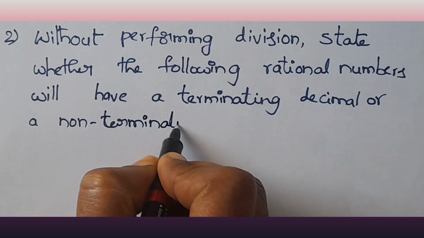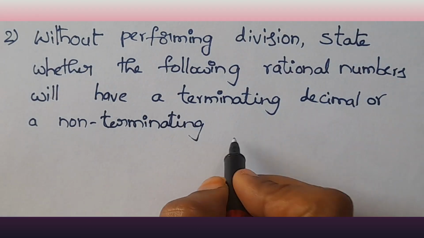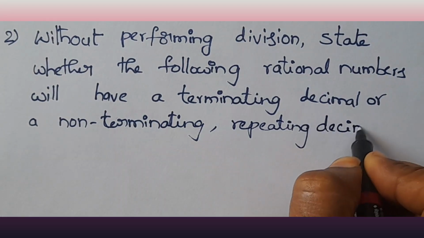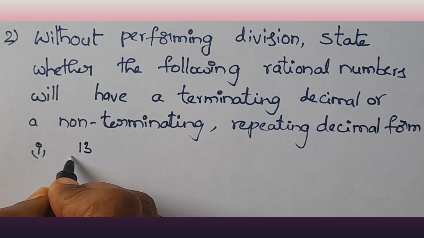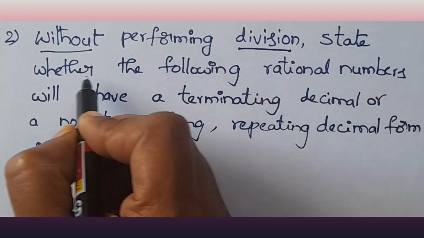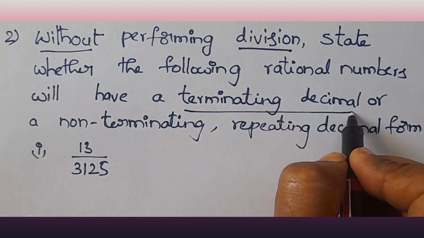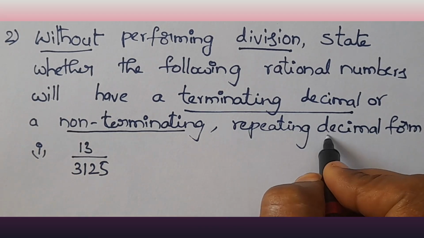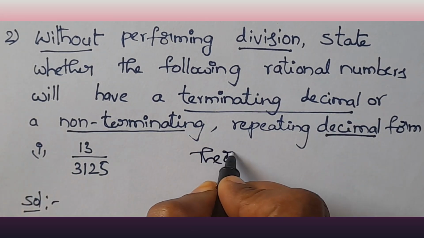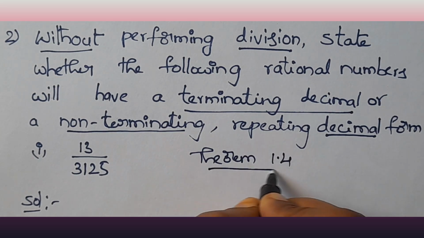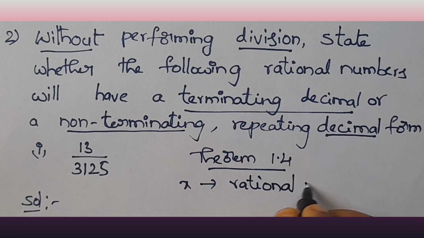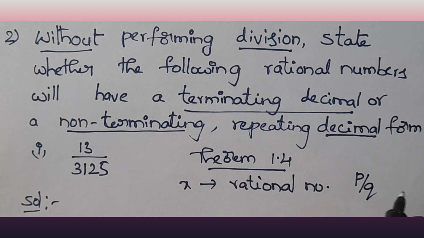Without performing division, state whether the following rational numbers will have a terminating decimal or a non-terminating, repeating decimal. Without performing division, find whether the given rational number has a terminating decimal form or a non-terminating decimal form. First bit, 13/3125. Let's remember Theorem 1.4.